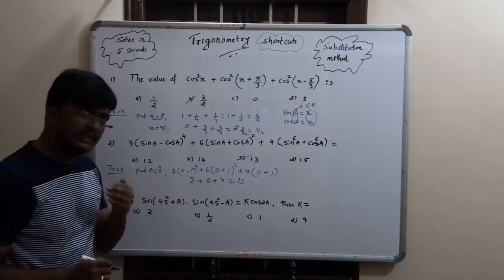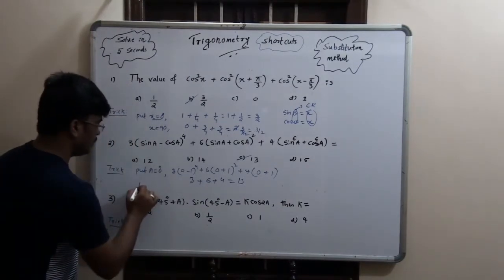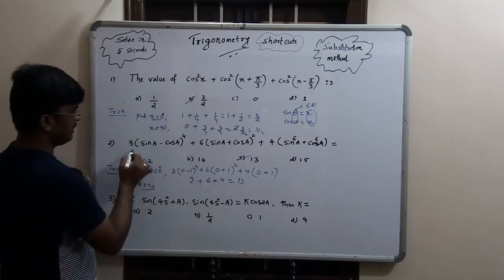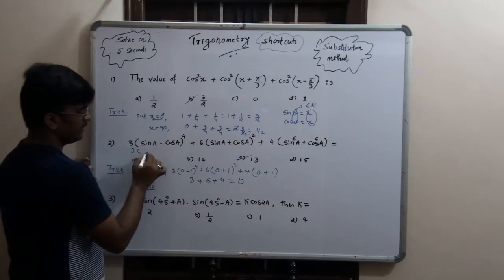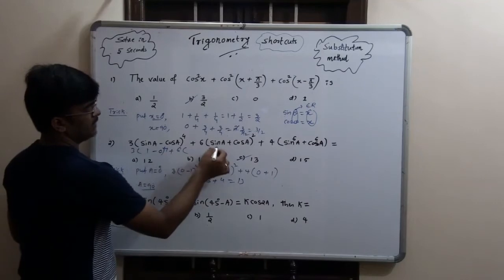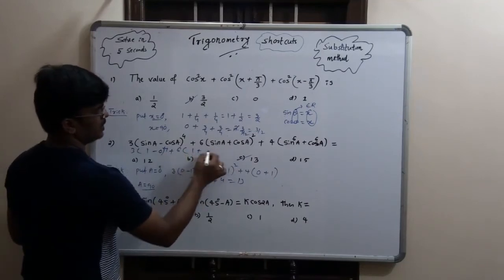Sir, why can't we take 90 degree? Let me take 90 degree here. Put a is equal to 90 degree. What will happen here? You can see yourself. 3 times sin 90 value is 1, cos 90 value is 0, raised to 4. Now 6 times of sin 90 value 1, cos 90 value 0.